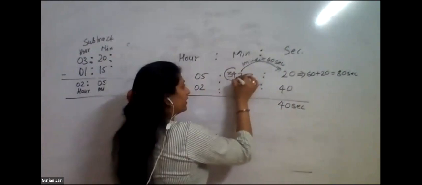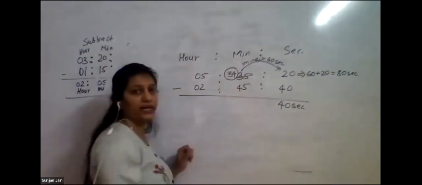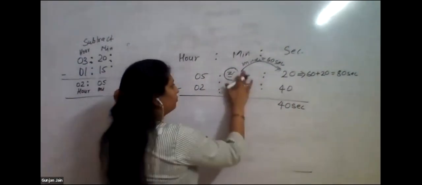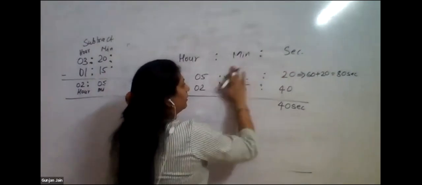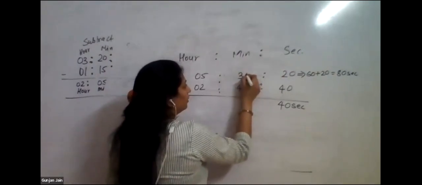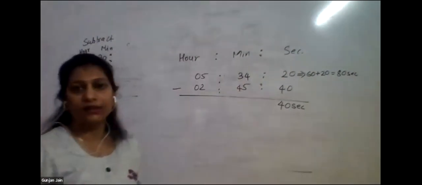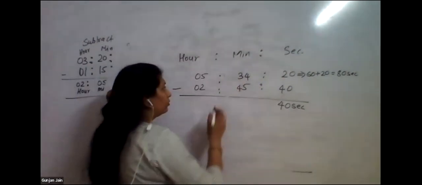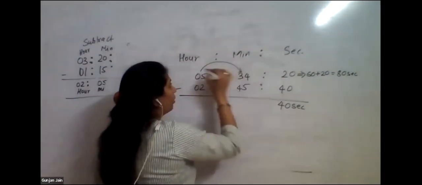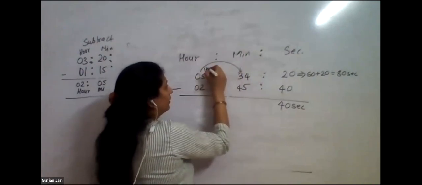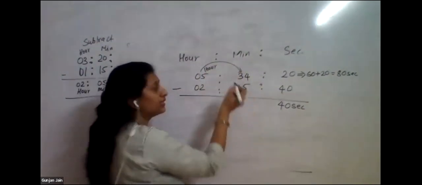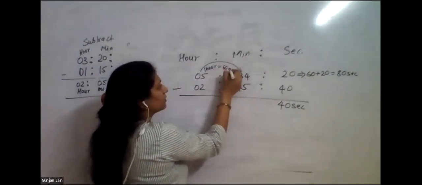Now this value is 34 and this is 45. Again, this is less. Let me write the new value here. Okay. Now the new value is 34. Again, 34 is less than 45. So what do we need to do? We need to take a borrow again. What will it give? It will give 1 hour only. So 1 hour means how many minutes? It is equal to 60 minutes.